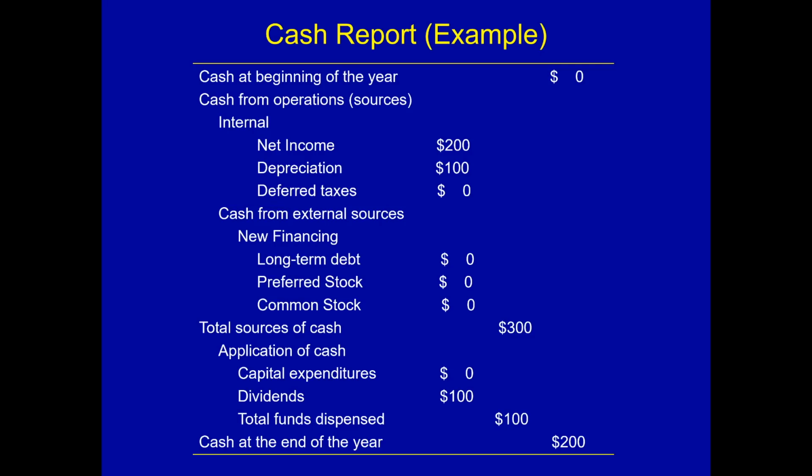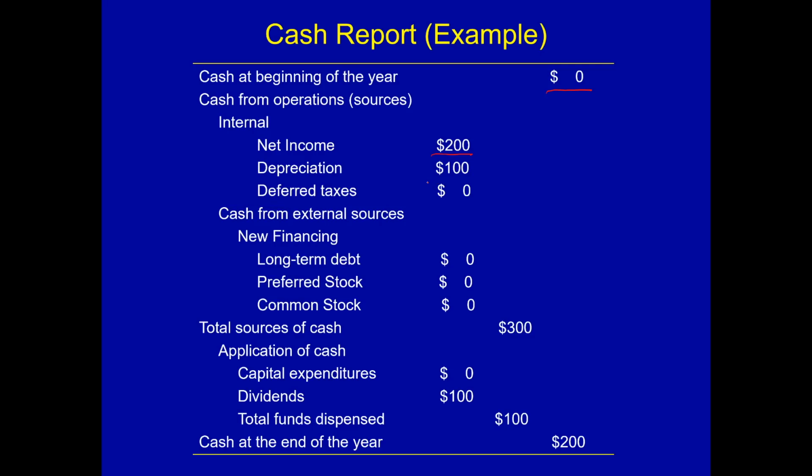So look at that cash report example. Cash at the beginning of the year is, let's say, 0. The cash from operation sources, internal net income, was $200, right? Remember that net income is the summation of the common stock dividends plus the retained earnings. So net income is 200.